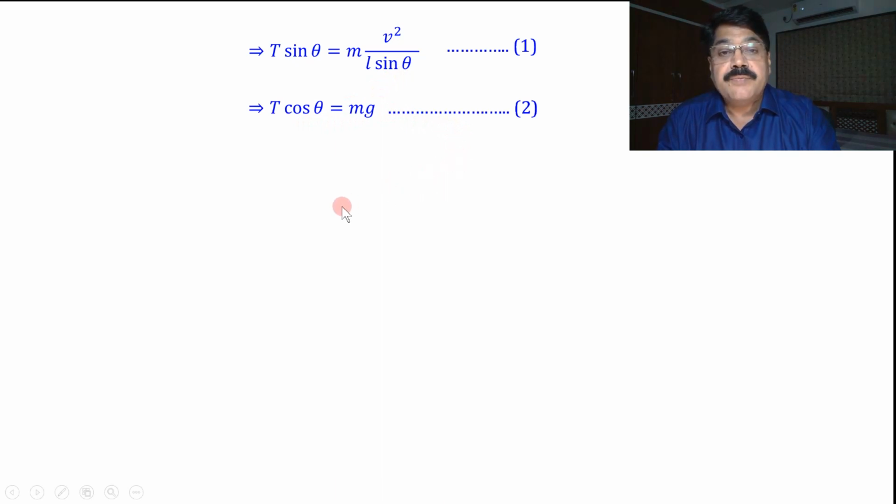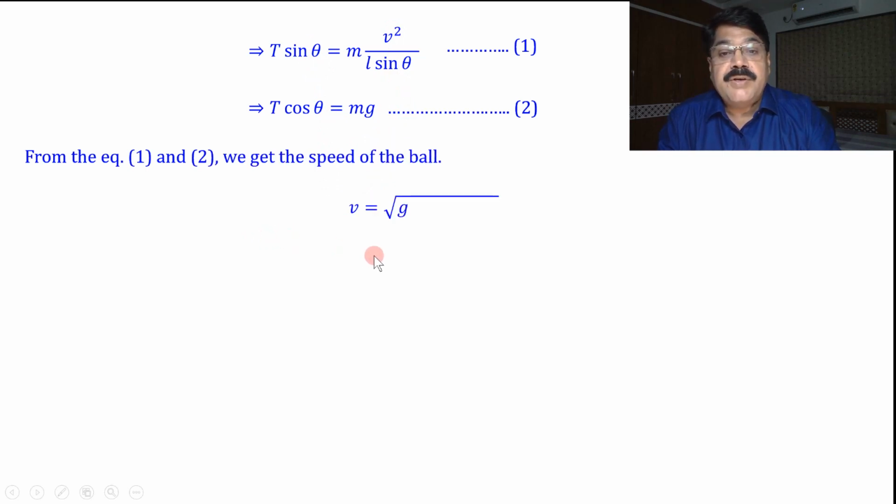Now what we can do? We can take a ratio of their LHS and RHS and equate them. From equations 1 and 2, we get the speed of the ball, that is v is equal to root of g L sin theta tan theta. Not a difficult calculation, you can do it.